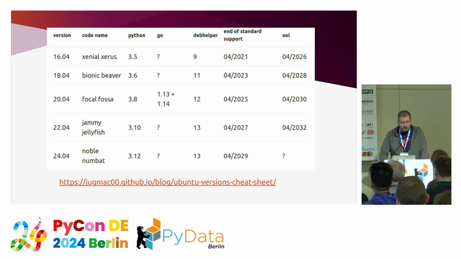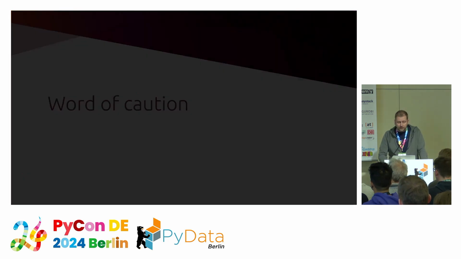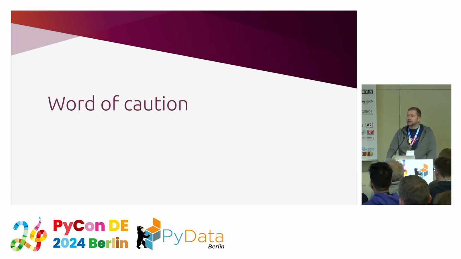You also need to know that the Python installation which comes with Ubuntu is used by important system tools like apt, the package manager itself, and other tools. So it's probably not a good idea to uninstall Python 3.10 and install Python 3.12 on Jammy.